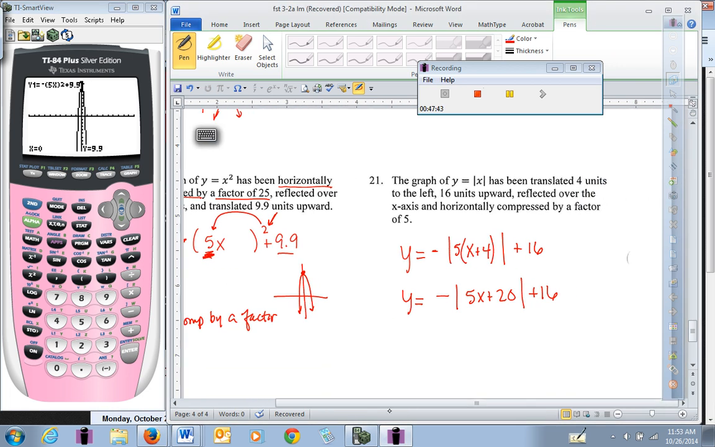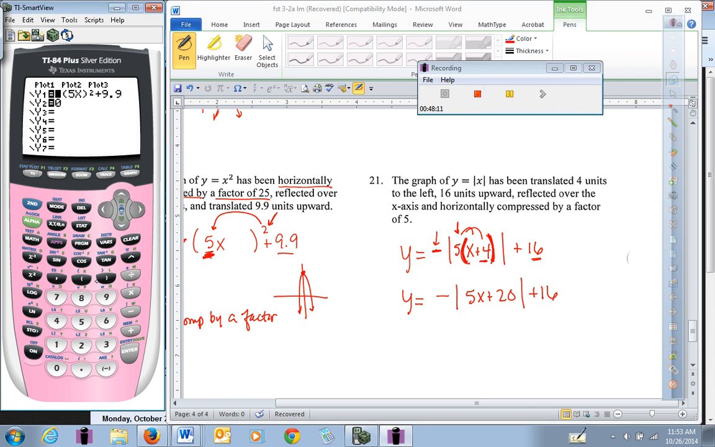Okay, and this last one here, it had to go 4 to the left, 16 upward. So here's my 4 to the left, here's my 16 upward, reflected over the x-axis, so I got that negative there, and then horizontally compressed by 5. So I put the 5 here, and I put parentheses on it. So I set this aside so that it could go 4 to the left and 16 up, and then I went ahead and distributed this and said, okay, it would look like this. So it would be 5x plus 20 inside there.